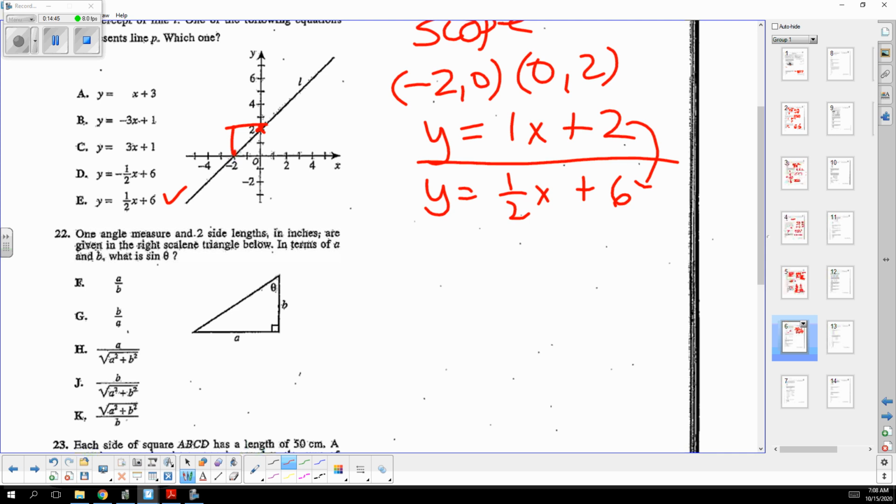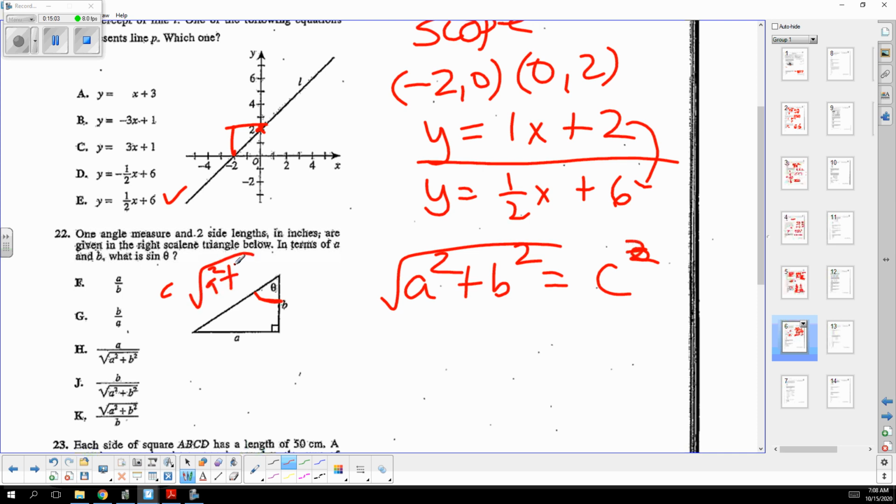What is the sine of angle A? Now, you have to know some Pythagorean Theorem. A squared plus B squared is the hypotenuse squared, C over here. So C is the square root of A squared plus B squared. So the sine of theta is the opposite, whose opposite theta, over the hypotenuse. So the answer is H.